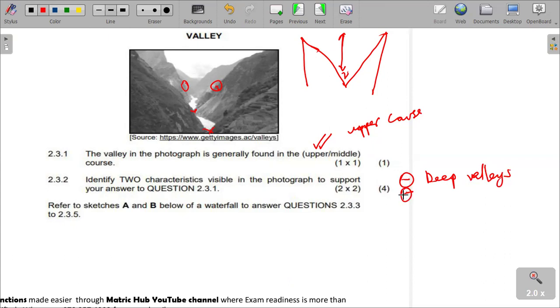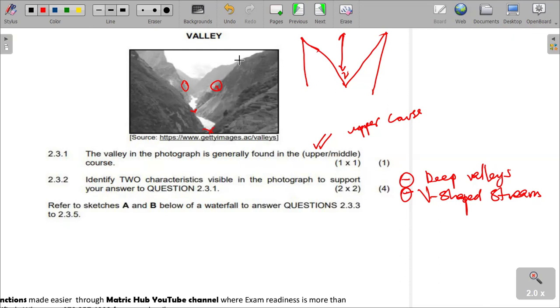We also have valleys that are V-shaped, as you can see there. V-shaped streams. This is also clear, that the streams are V-shaped, as you can see in our photograph. Like I've illustrated, these are V-shaped as a result of deep undercutting, which causes the river to be very deep like that.